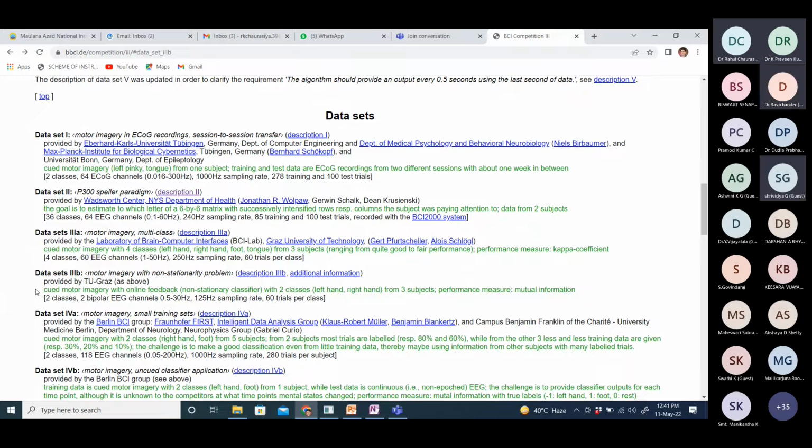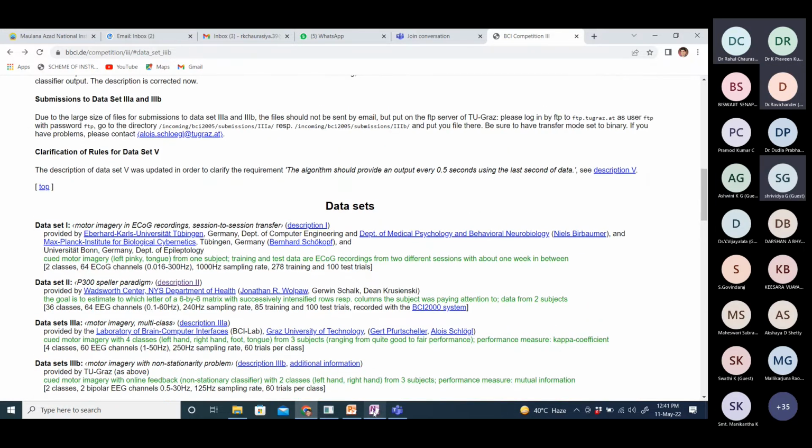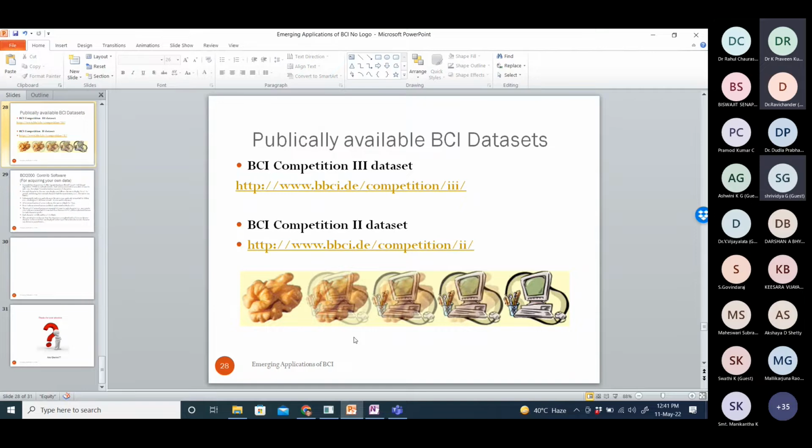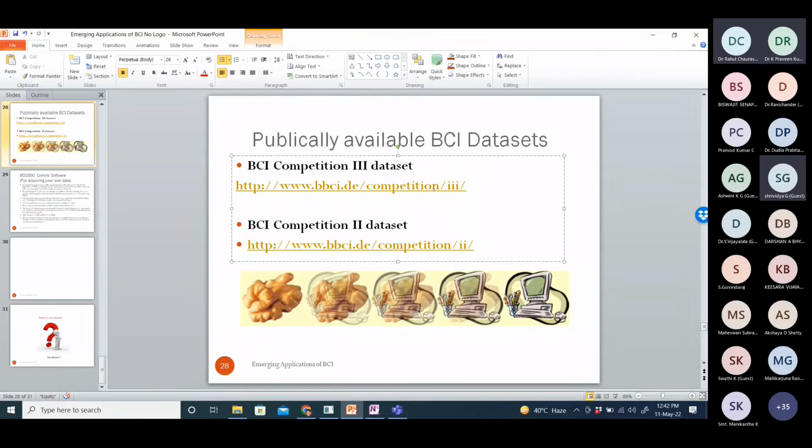Then there are different data sets: motor imagery data, sleep data, and all. There are two basic data sets which are very standard, and most people publish their work on these: BCI competition 3 data set and BCI competition 2 data set. Two happened in 2004 and this happened in 2008.